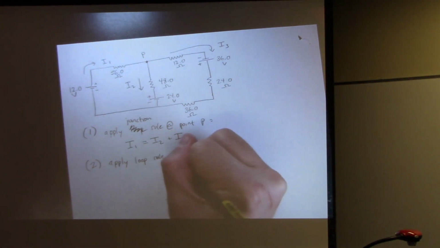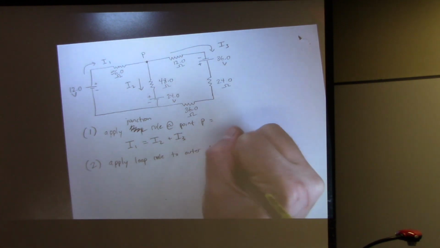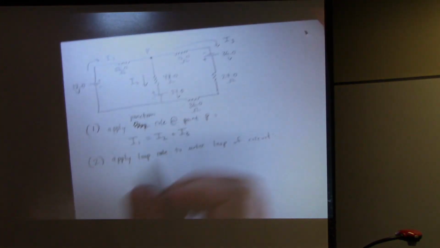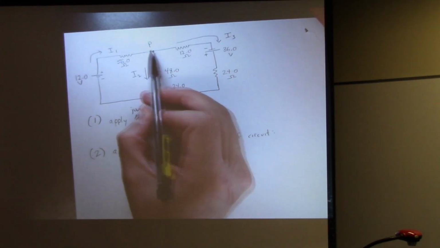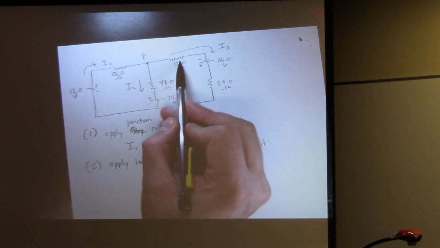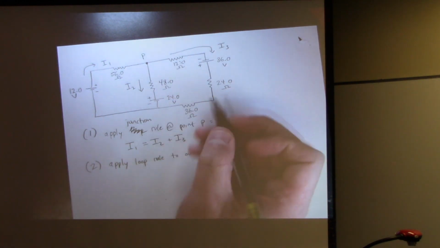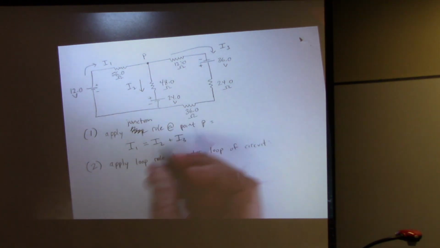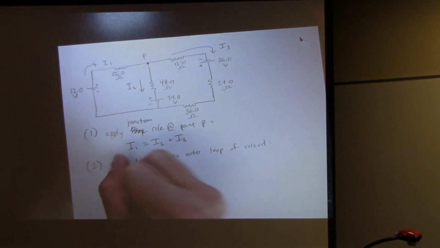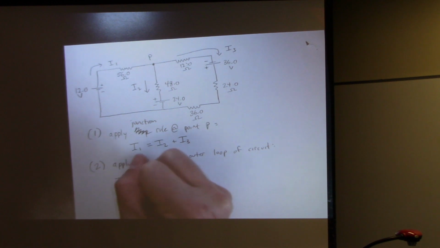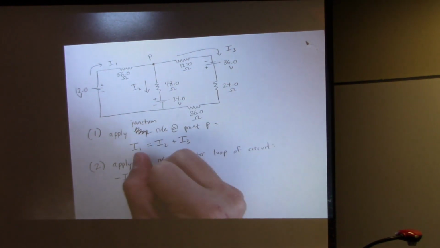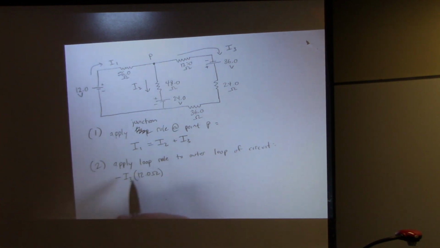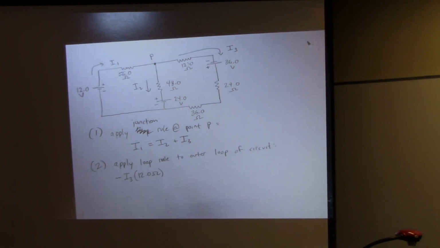Apply the loop rule to the outer loop of the circuit. Okay, here it is. So if we start at point P, the first thing we do is go across this 12 ohm resistor. Now we're going across that resistor in the same direction as the current, so that's going to have a negative sign, negative I3, and in this case I'm just going to plug in 12 ohms. That's the resistance. So I times R, again that's Ohm's law for resistors.